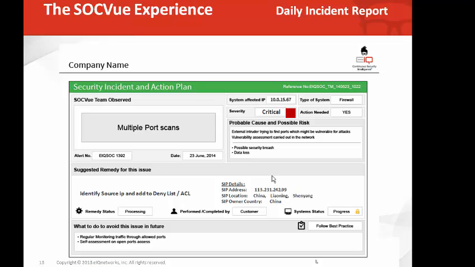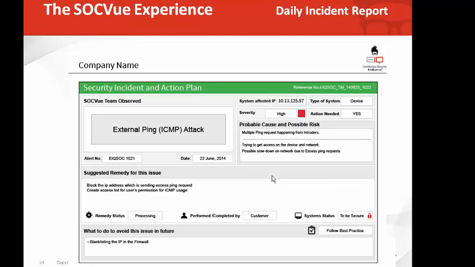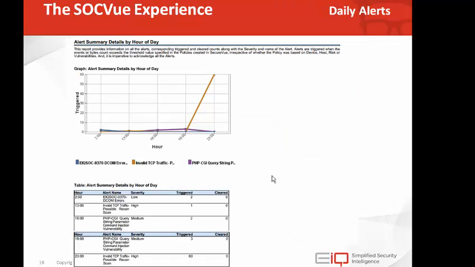So here's the multiple port scan that we were looking at. Severity is critical, and we see the probable cause and possible risk, as well as the suggested remediation guidance, along with specific source identification of source IP and origination, in this case originating out of China, thereby the definition of the critical notification. And there are various different events and alerts that get found within the environment. Here's an external ping attack. We also get a detailed alert report.